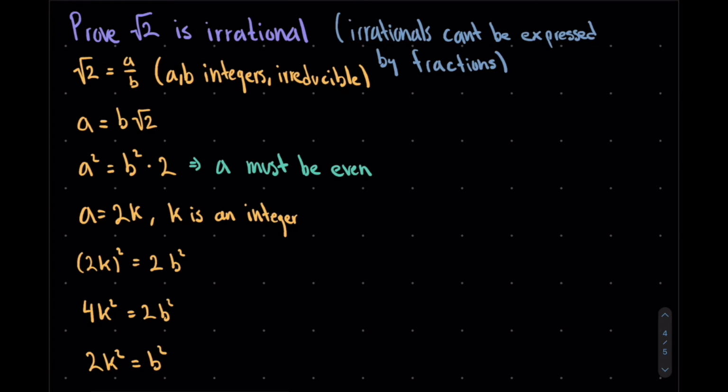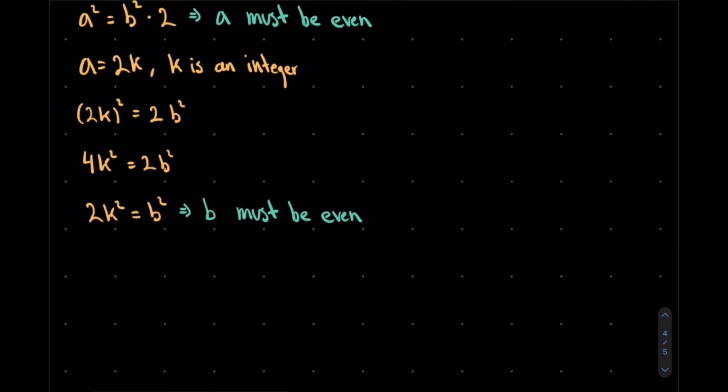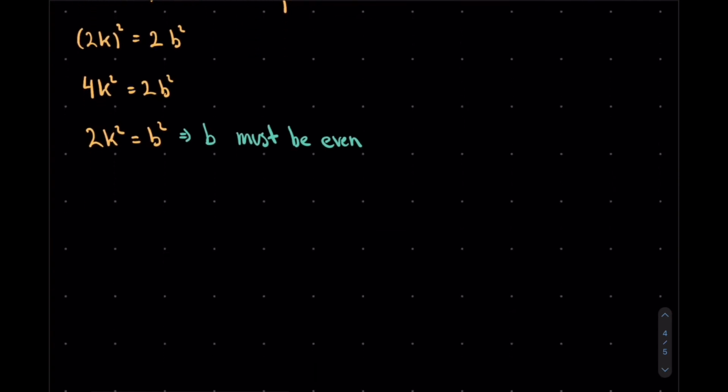Similarly to before, we make the observation, since 2 times an integer is equal to b squared, b must be even. So as before, we're going to say that b is equal to 2 times m, where m is just some integer. Now let's plug this back into the equation that we started with.